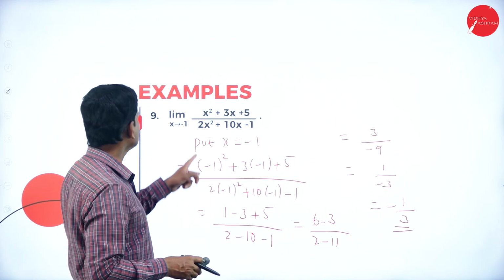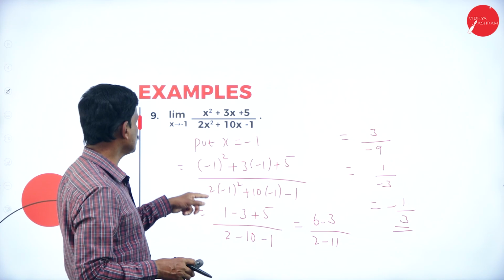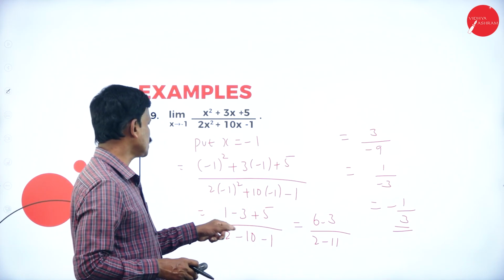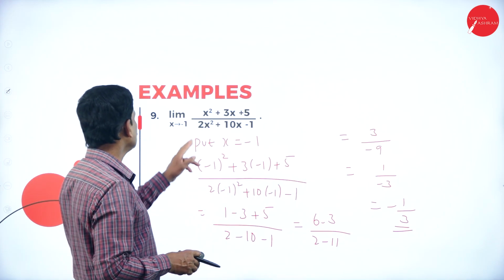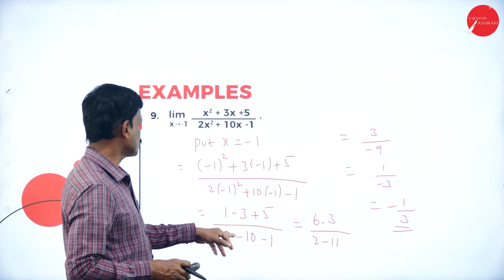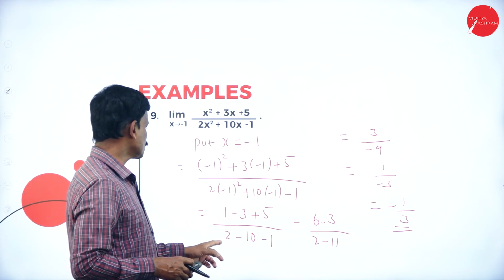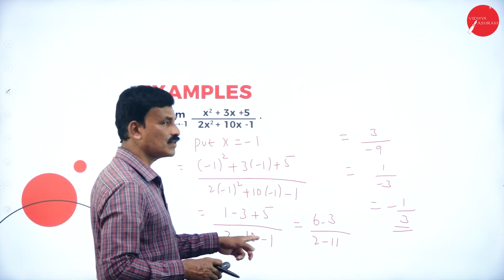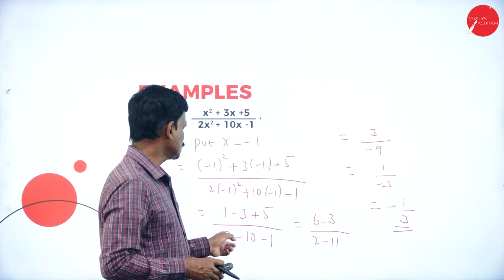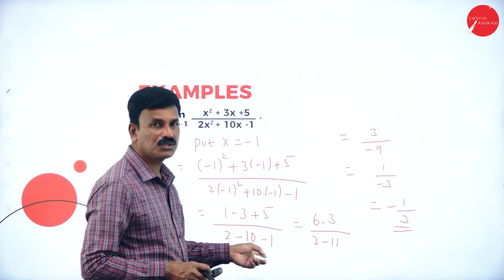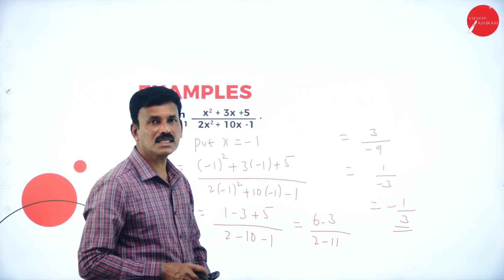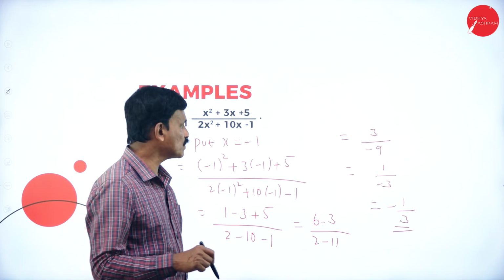That's it. So minus 1 square is 1. Minus into plus is minus 5. 5 plus 1 is 6, minus 3 is 3 in the numerator. In the denominator 2 into minus 1 square is plus 1, 1 2s are 2, plus into minus is minus, again minus 1. So 2 minus 1 is 1, minus 1, 1 minus 10 is minus 9. Or this is 2 minus 11, which is minus 9. So that's nothing but 3 by minus 9, which means minus 1 by 3 is the simplified answer.